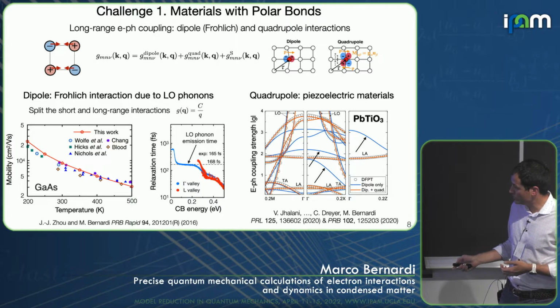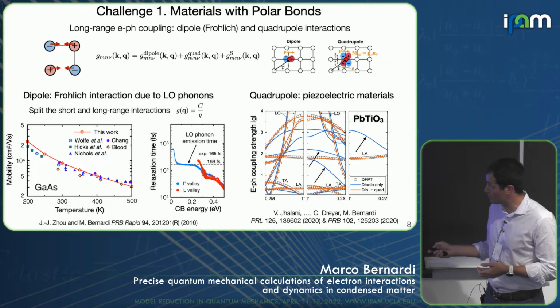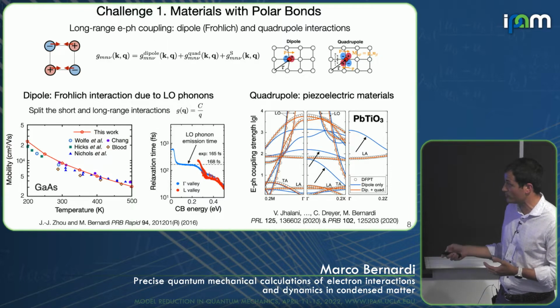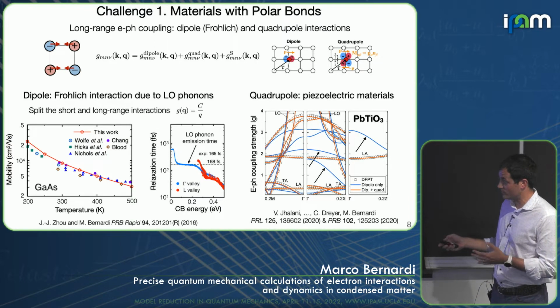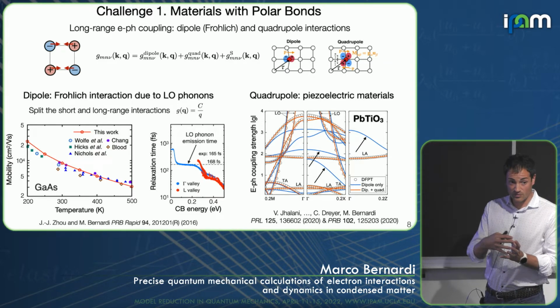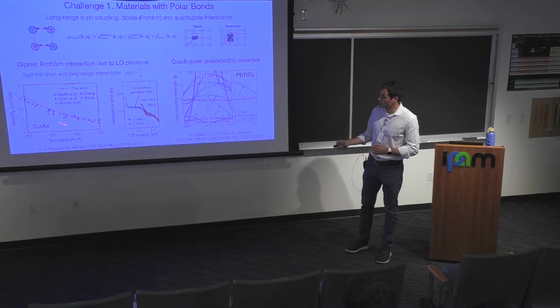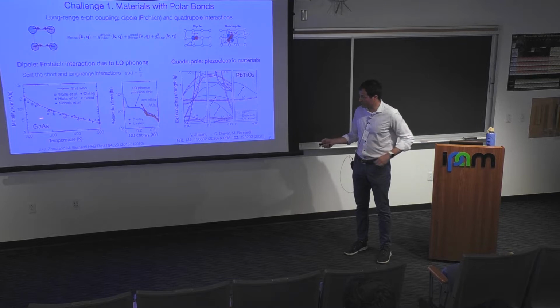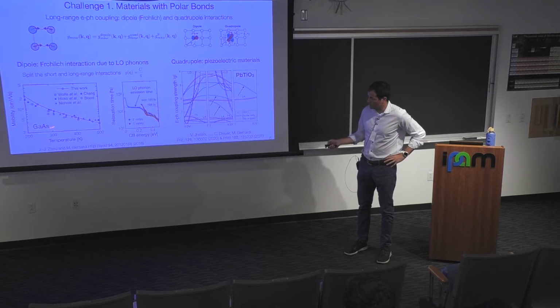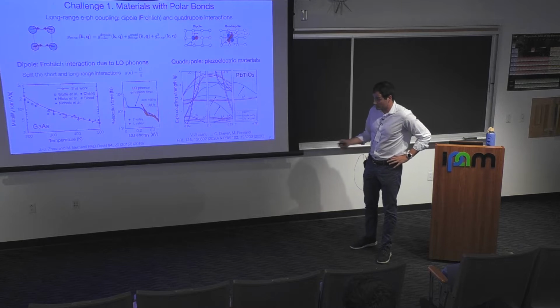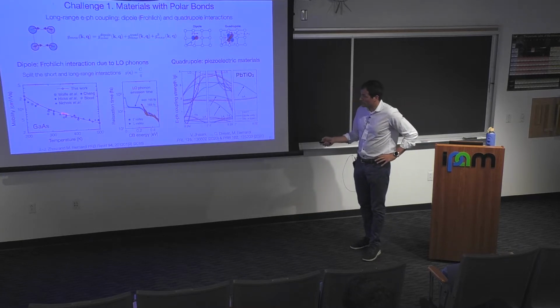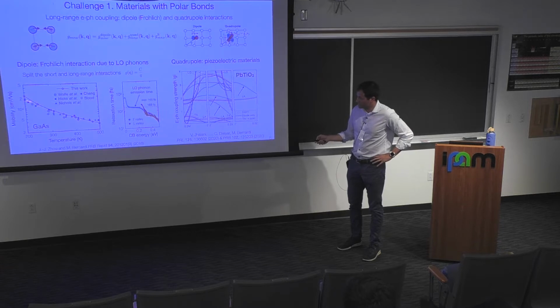So in this paper, in 2016, we showed how to compute these Fröhlich matrix elements from first principles. In particular, we showed that you can first subtract them on the coarse grid, then you can interpolate the short-range part, and then you can add them back on the fine grid. And that allowed us to compute the transport properties, in particular the mobility versus temperature of a polar material, gallium arsenide, entirely from first principles. That calculation shown here with the solid line agrees extremely well with experiment, and we can also compute the relaxation time for an electron to emit an LO phonon.